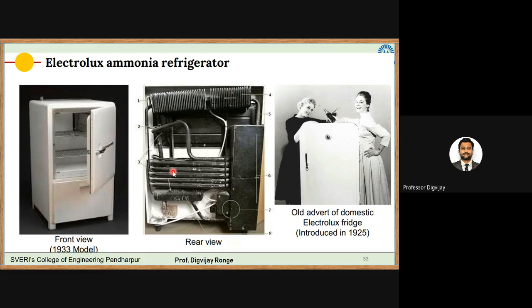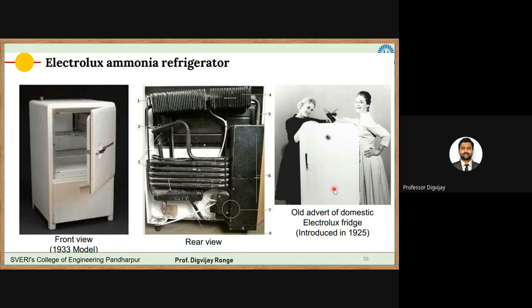Okay, so I have one question here by Rohit. Why is it called Electrolux? What does it mean? Electrolux is actually a company, and this concept was patented to that company. The elimination of the pump and the flow of refrigerant under gravity and pressure difference, that technology was patented to Electrolux, so that is why it is named the Electrolux ammonia refrigerator.